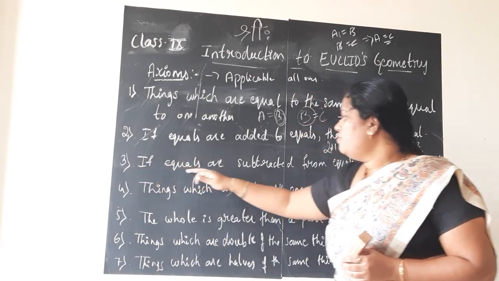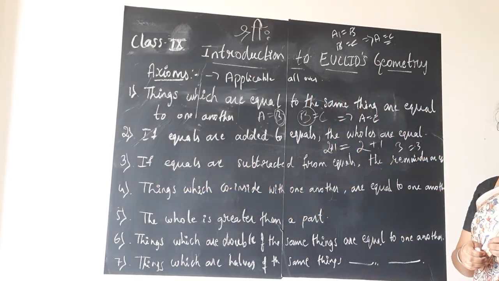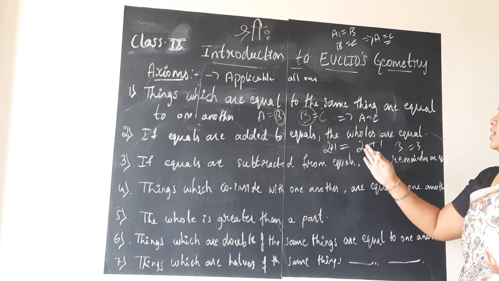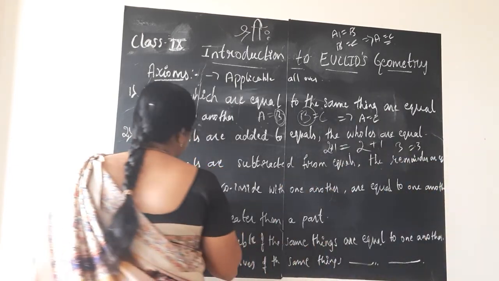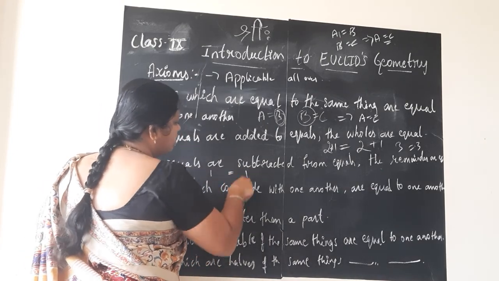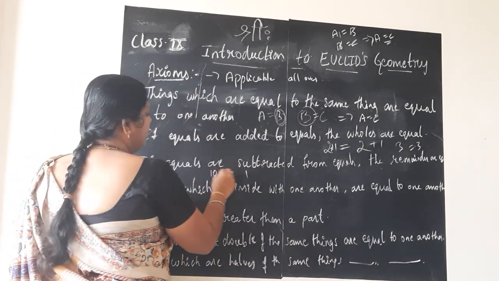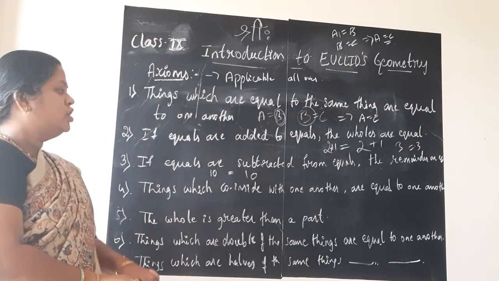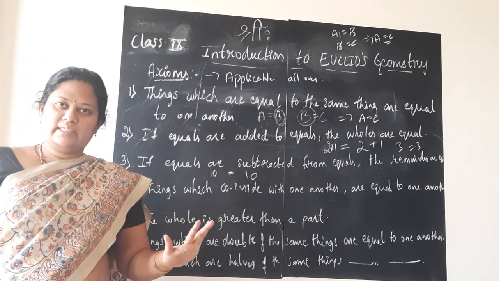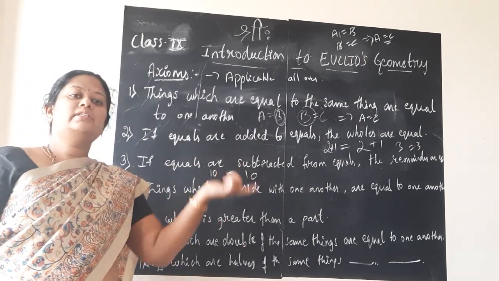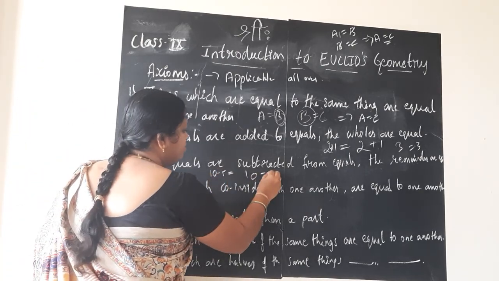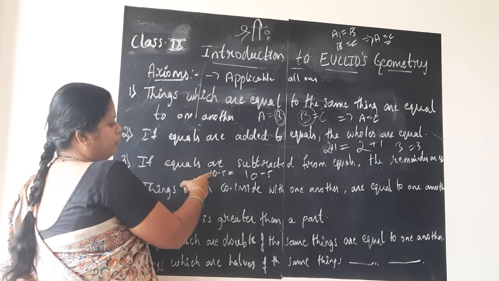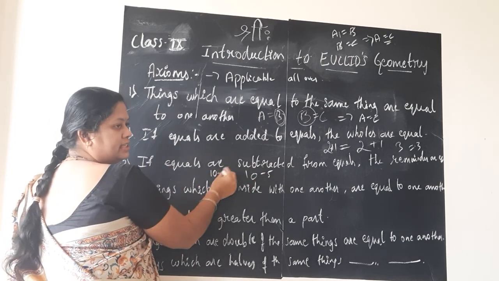Third axiom, if equals are subtracted from equals, then the remainders are equal. Similarly, here we added +1. Take some other number, say 10 is equal to 10. So 10 and 10 are equals now. For these two equals, something has to be subtracted, meaning -5 I will do. So the equals are subtracted now.